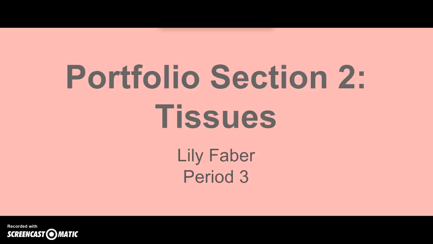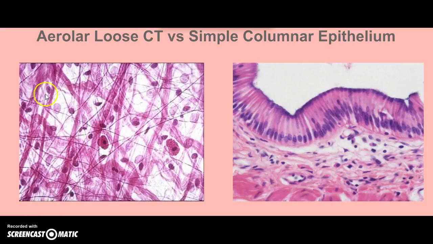This is my portfolio for section 2 on tissues. So this you can see is areolar loose connective tissue, and over here is simple columnar epithelium tissue.